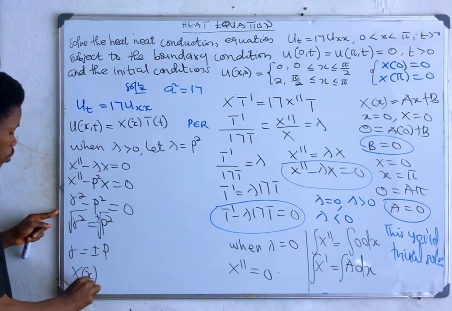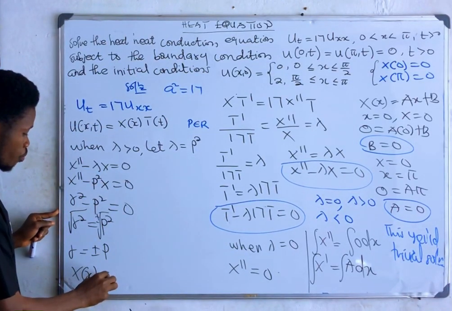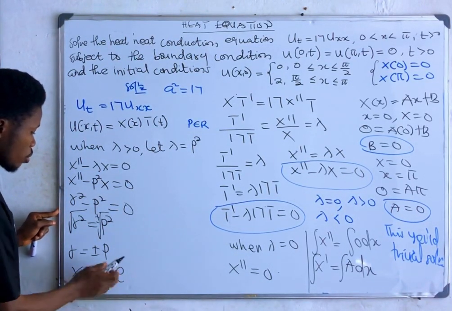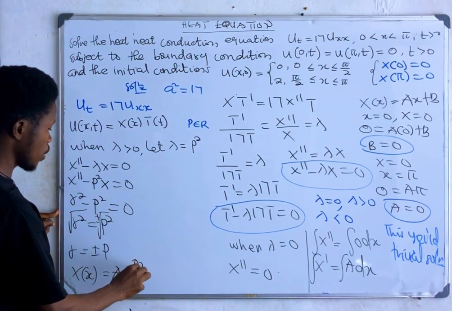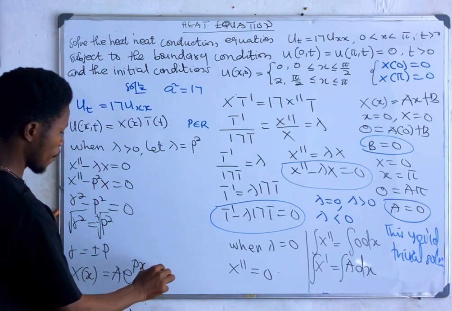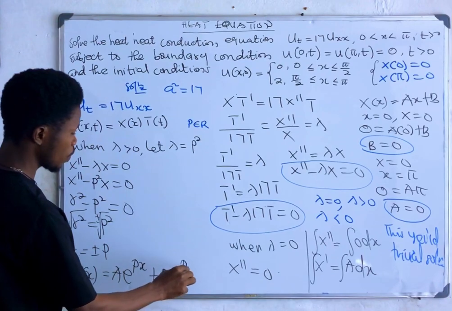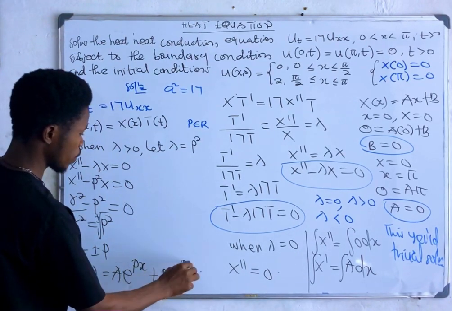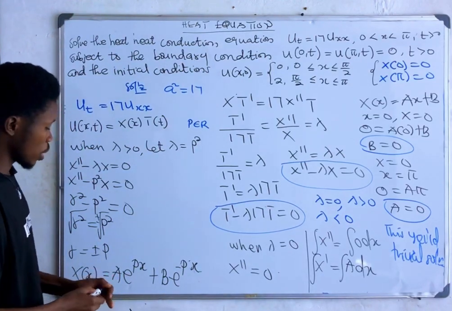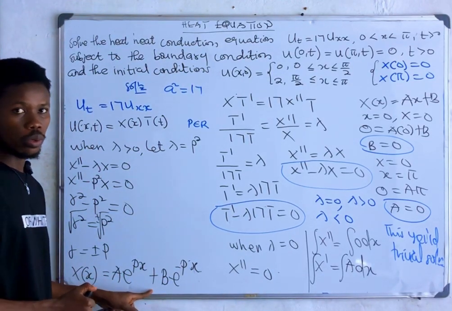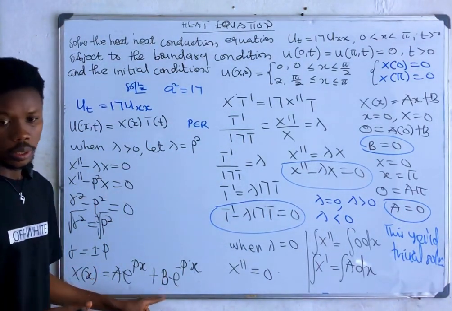You know, this is in terms of x. So X of x, you see, we are looking for this, will be equal to, so we bring the constant, a e to the p x plus b e to the negative p x. Okay, so this becomes your solution. So you are now going to substitute and see whether you get 0 or you will not get 0 for a and b. Is that okay?